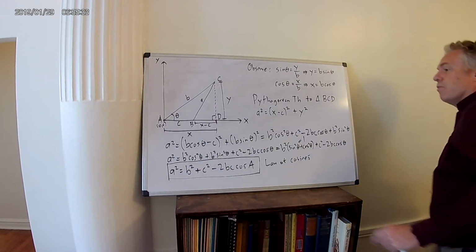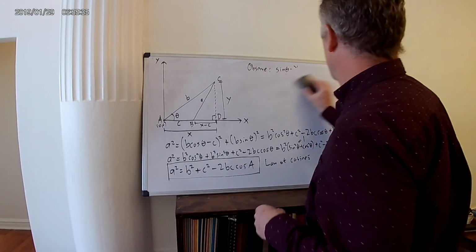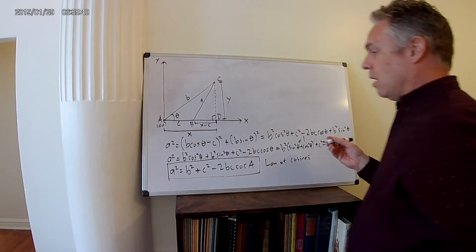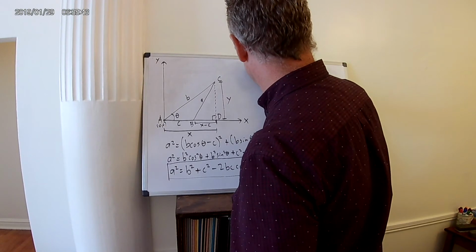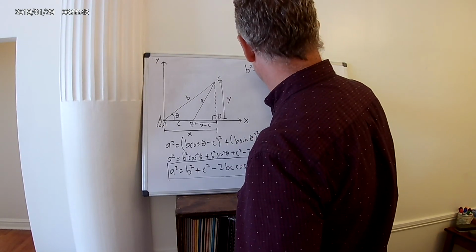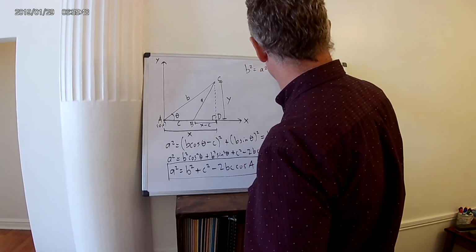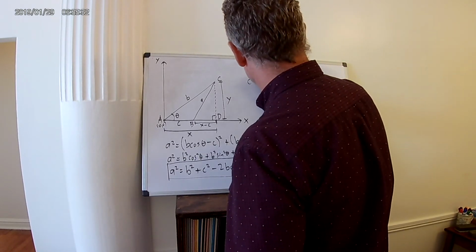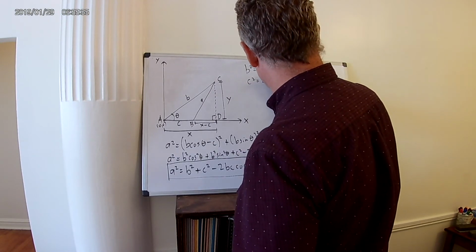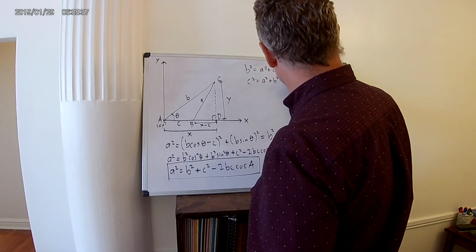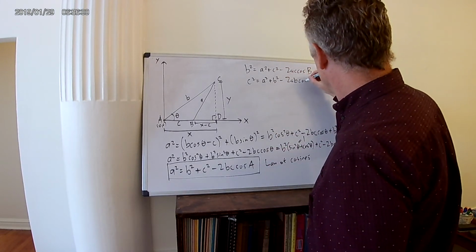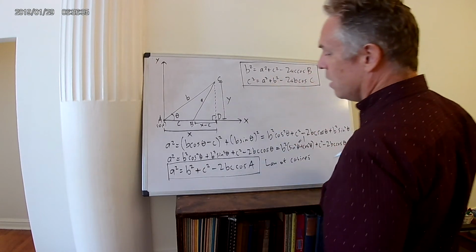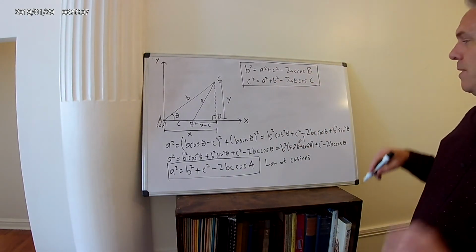Now, let me just write this before we go on here. There's two other versions of this that are actually the exact same law. You can also write b squared equals a squared plus c squared minus 2ac cosine of angle B, and c squared equals a squared plus b squared minus 2ab cosine of angle C. These are also the law of cosines, and they're all basically the same law.